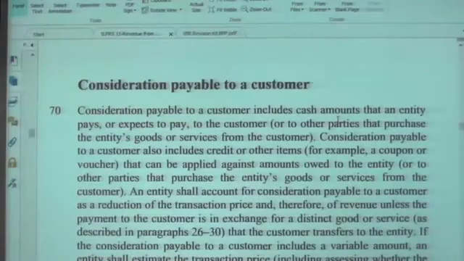Consideration payable to customer. Whatever happens, in the exam, write the paragraph's advice before making the calculation. Don't go and directly show the calculation right away. That is important, because the 2015 syllabus was prepared based on Bloom's taxonomy.